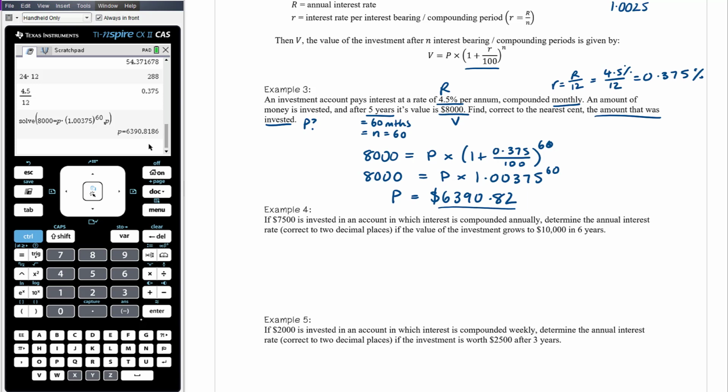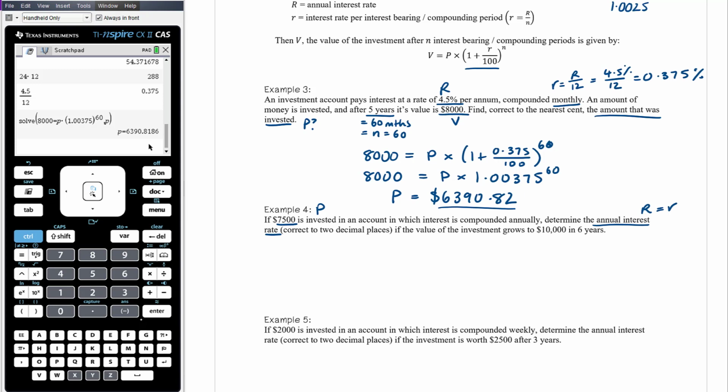If 7,500 is invested, so that's P, with the interest compounded annually, determine the annual interest rate. So we want to know what our interest rate is, correct to 2 decimal places. Given that the interest is compounded annually, both capital R and lowercase r are the same in this case. The annual interest rate is the interest rate per compounding period. We want to calculate the interest rate, and we'll give it to 2 decimal places.